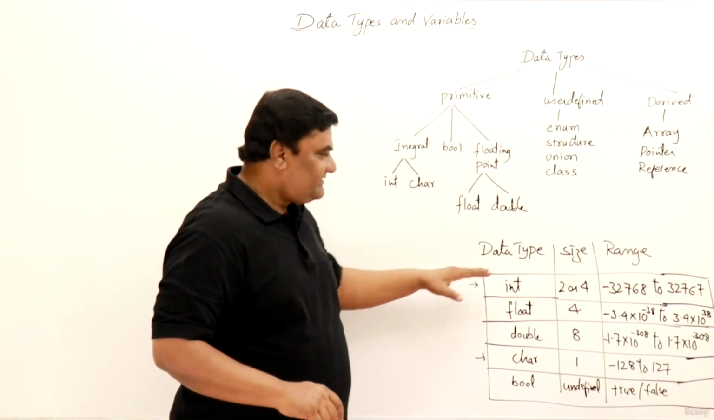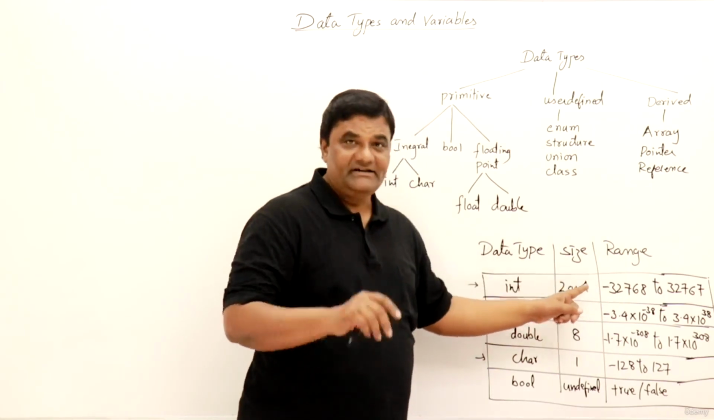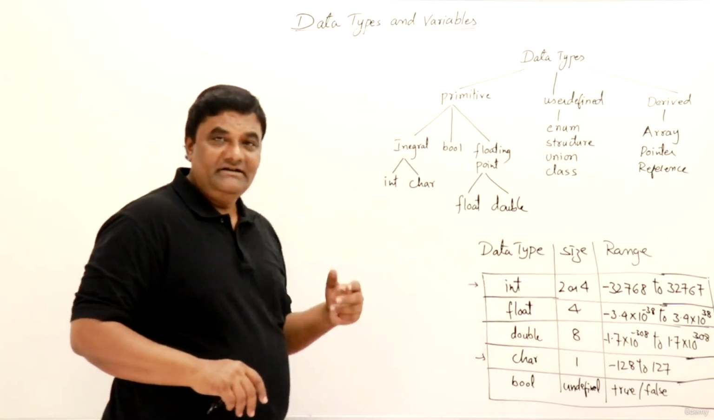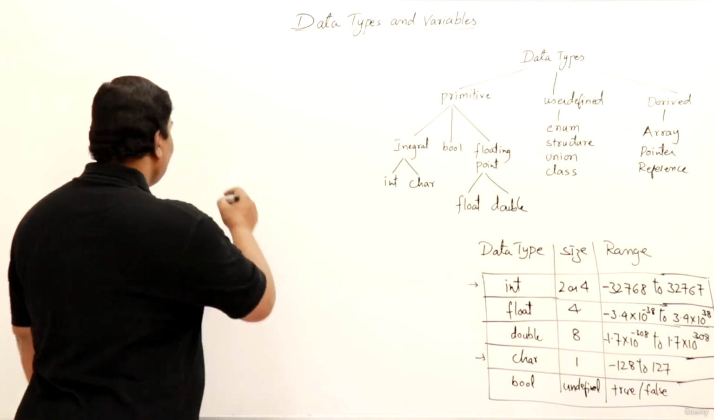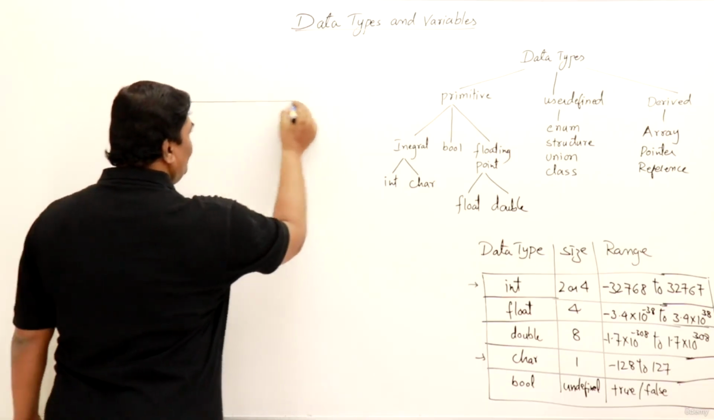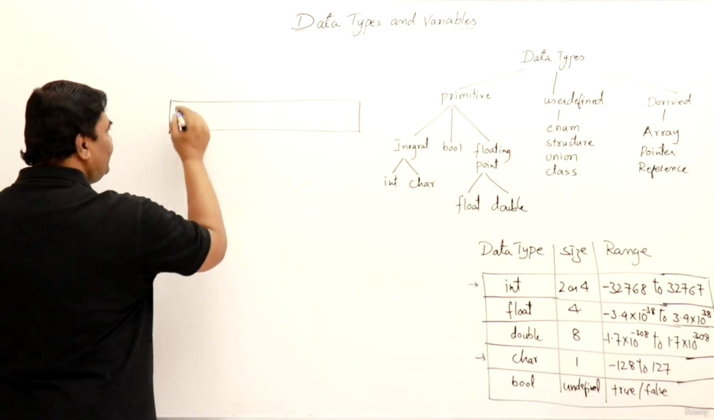Now let us understand how this integer gets this range, and this range is for 2 bytes, not for 4 bytes. Let us see how it is taking -32768 to 32767. It is taking 2 bytes. So 2 bytes means total how many bits? 16 bits. So I'll just draw this first.